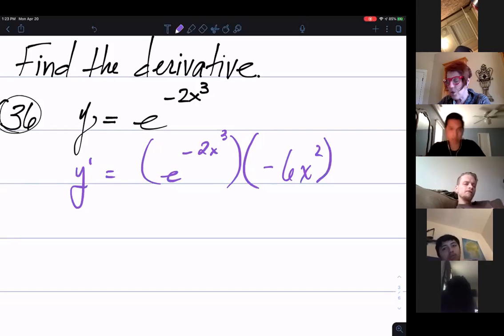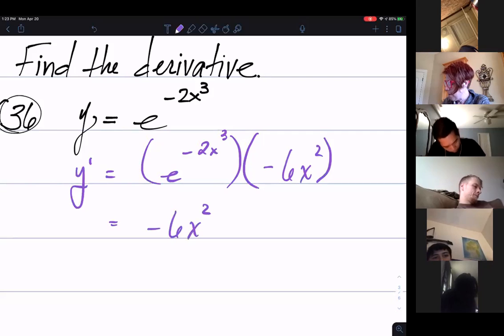The only thing I would do at that point is just rearrange things so that I don't have to use any parentheses. But quite frankly, there's really not any cleanup to do. I would take the second piece and write it first. So that would be negative 6x squared times e to the negative 2x cubed. And personally, I think that looks prettier than the first version.